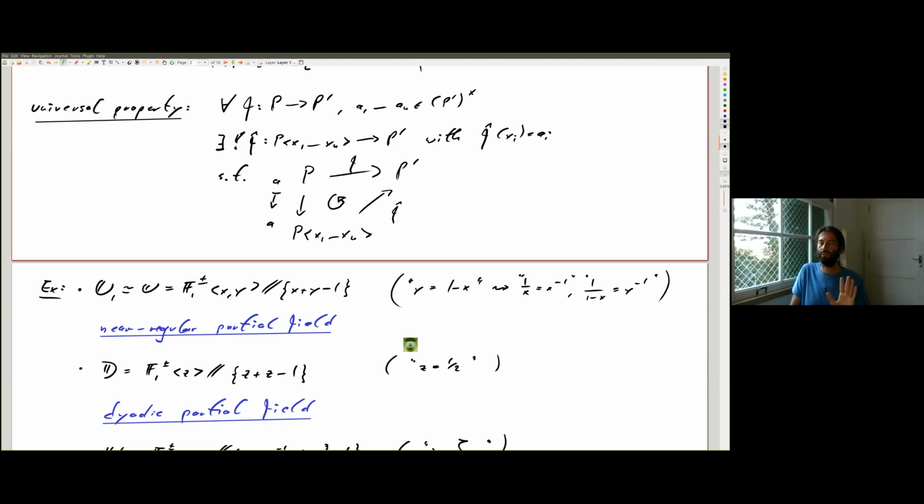Okay, so I leave the rest as an exercise for you to verify that these two objects are really the same. For this talk, you can just take it as a definition.